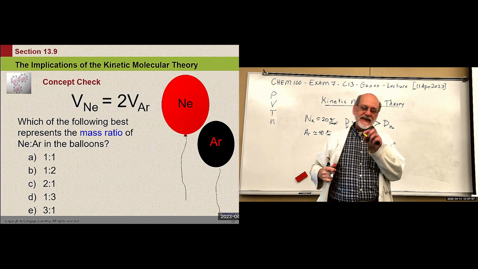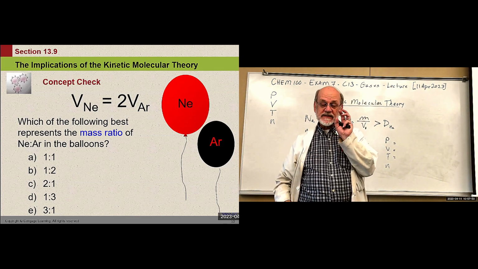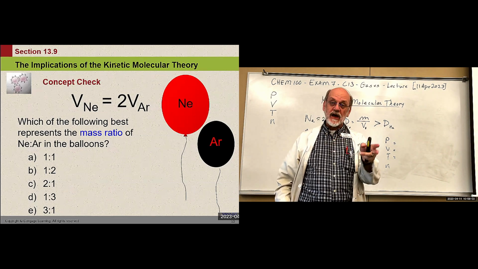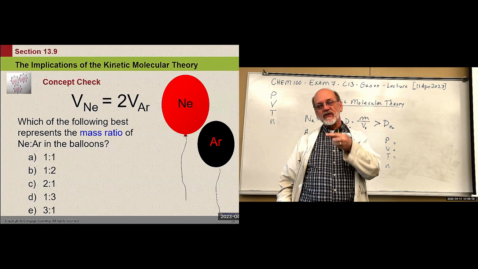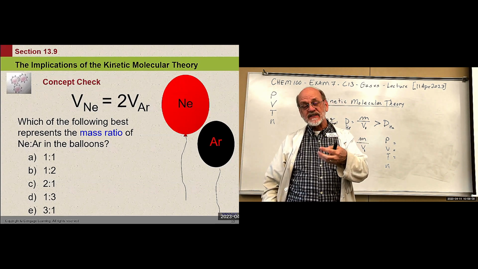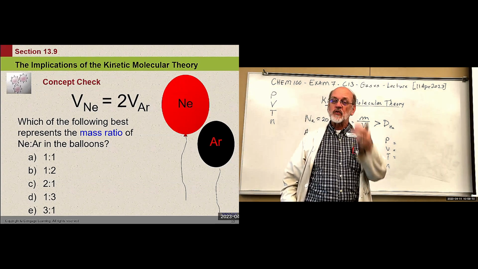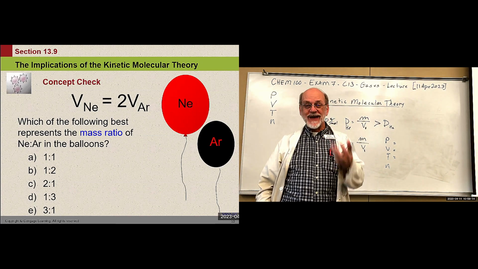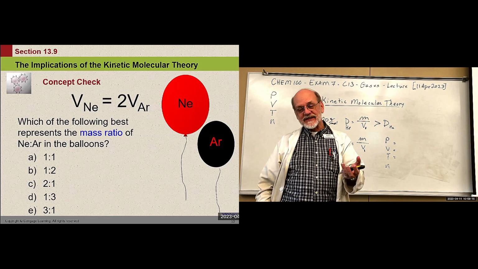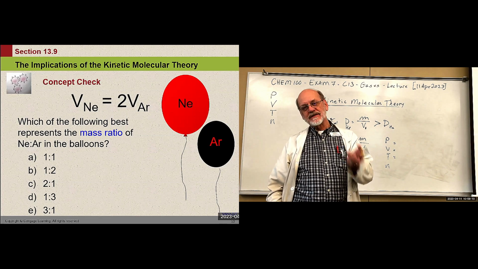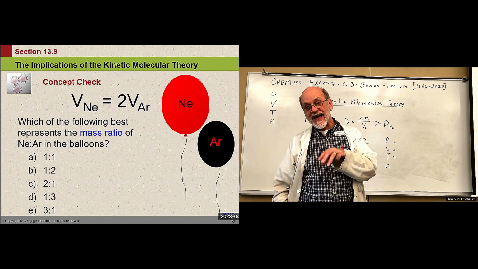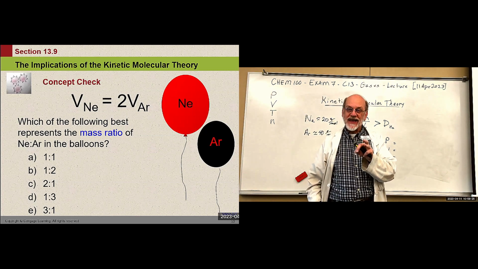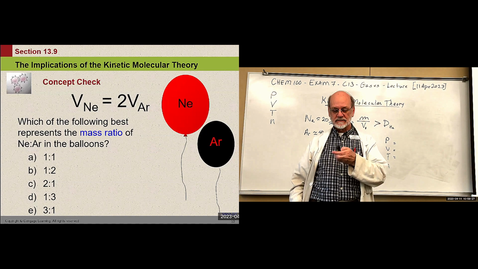So if they had exactly the same volume, they'd have exactly the same moles, and the argon balloon would be twice as heavy as the neon balloon. But now you've got a neon balloon that's twice the size of the argon balloon, which means it has twice the moles. So twice the moles means twice the mass, except that argon has twice the mass of the individual particles. So what we've got is two balloons that weigh exactly the same amount.